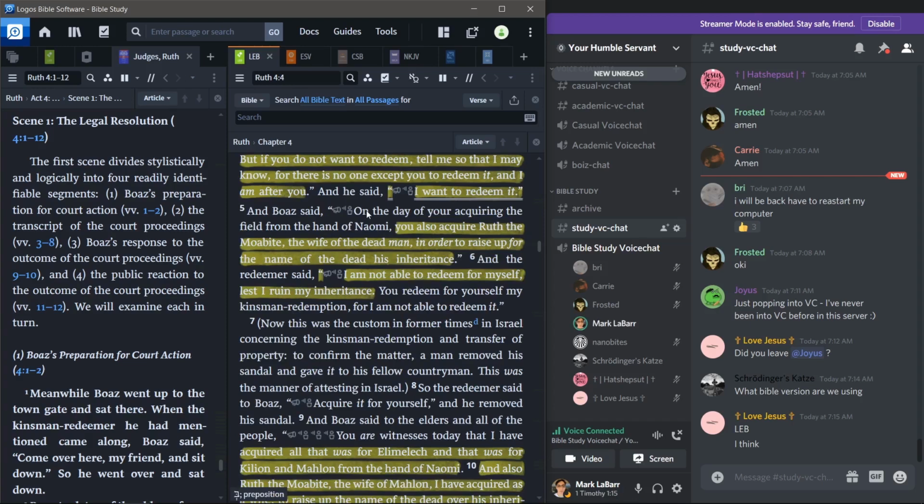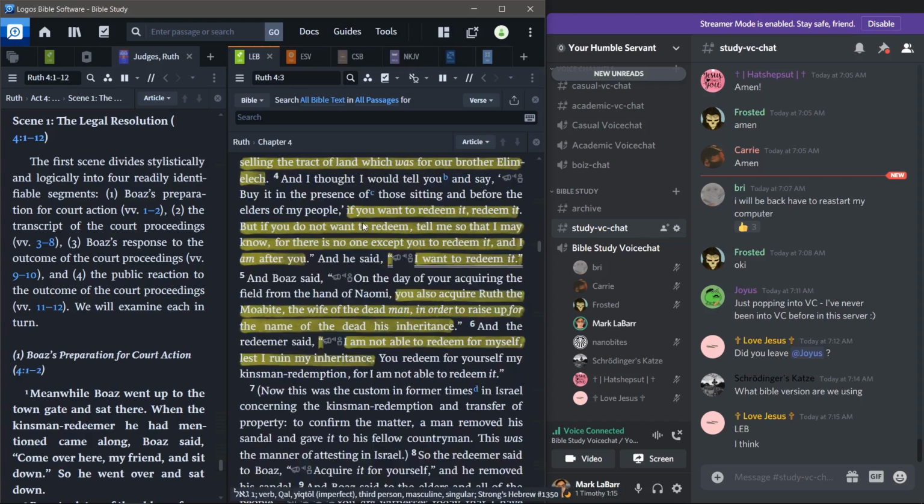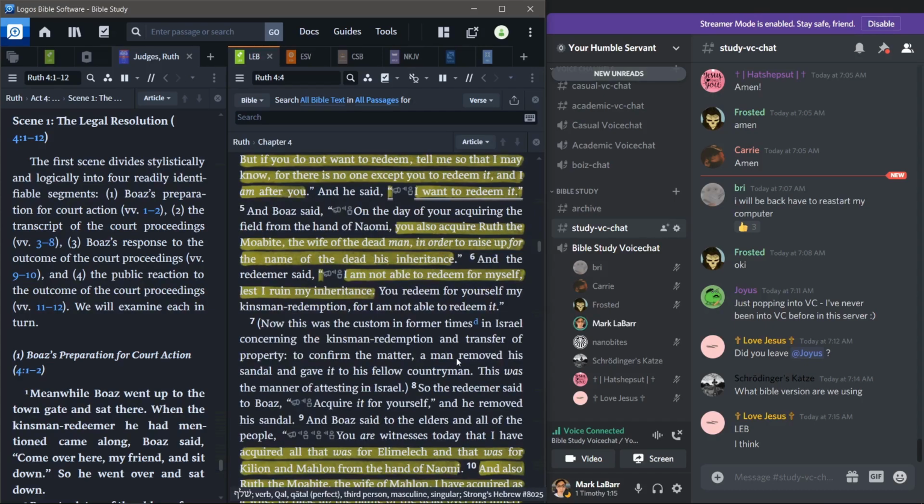So it goes on, and in verse 4, after being told what's going on, the other redeemer said, "I want to redeem it." At this point, our hearts kind of drop. We don't know what's going on. It seems like hope has now been lost. But in verse 5, Boaz said, "On the day of your acquiring the field from the hand of Naomi, you also acquire Ruth the Moabite, the wife of the dead man, in order to raise up for the name of the dead his inheritance." So probably some literary device that Boaz is employing here.